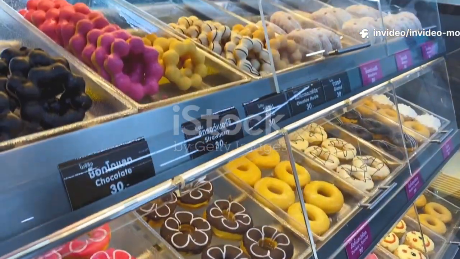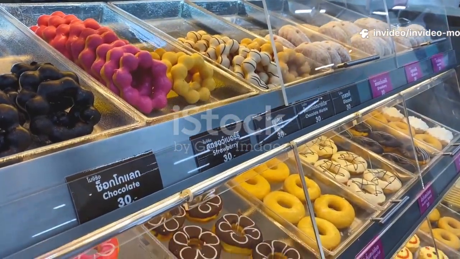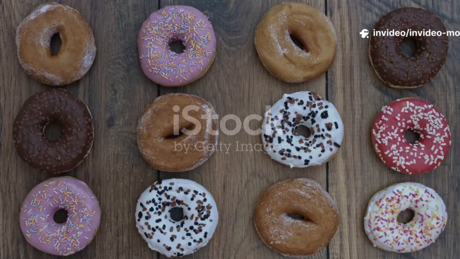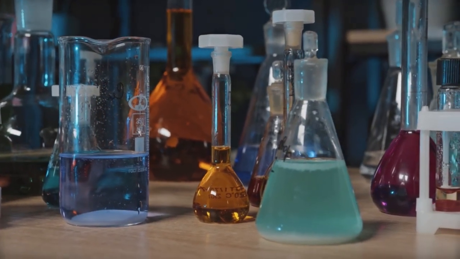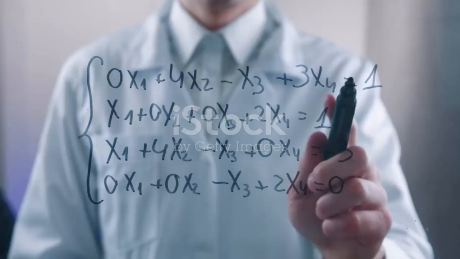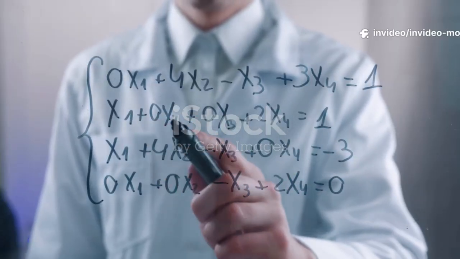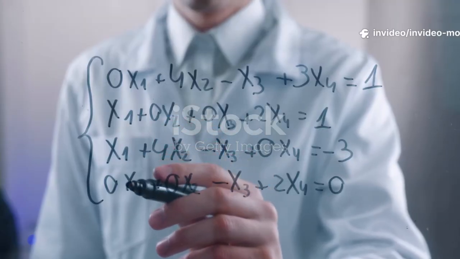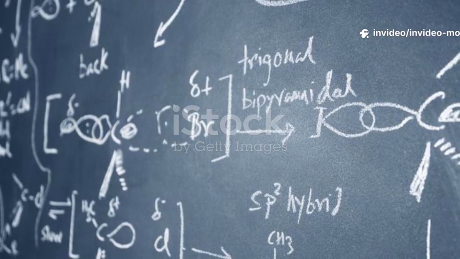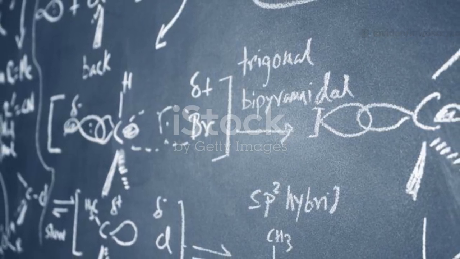Hey, imagine walking into a bakery and asking for a dozen donuts. You know you're getting 12, right? Now what if I told you chemistry has its own dozen, except it's called a mole? But instead of 12, a mole means a huge number: 6.022 times 10 to the 23rd power. That's Avogadro's number, and trust me, it's bigger than you can imagine.